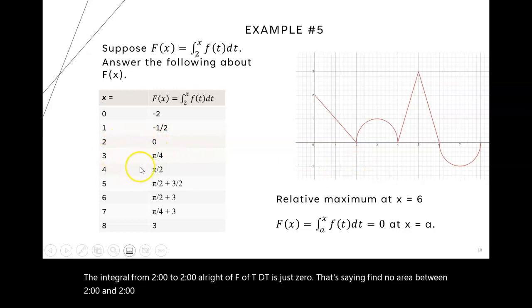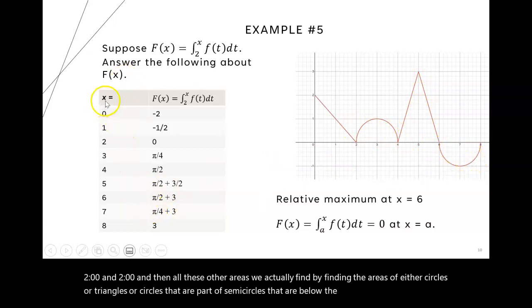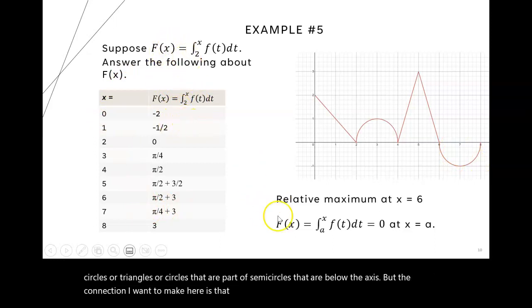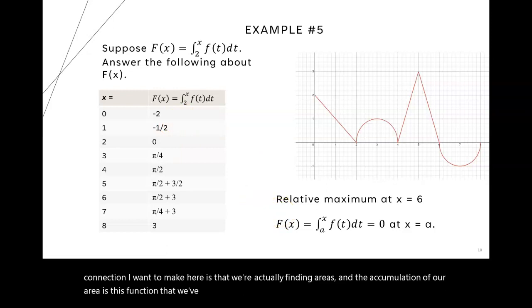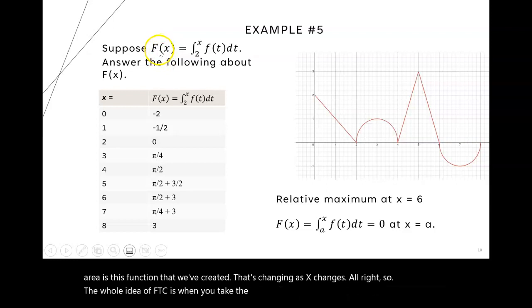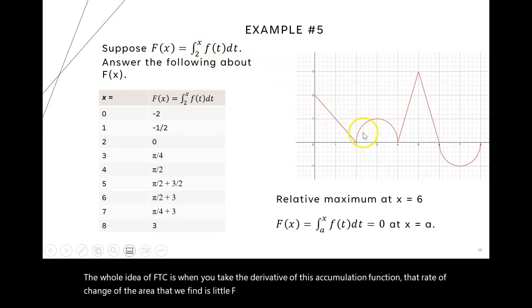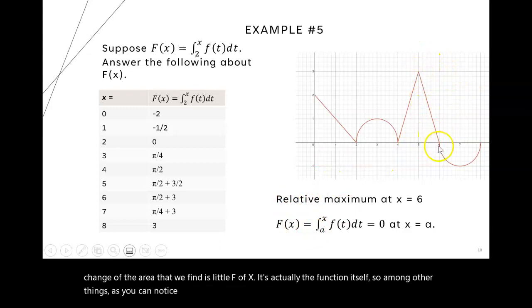And all these other areas we find by finding the areas of either circles or triangles or semicircles that are below the axis. But the connection I want to make here is that we're actually finding areas. And the accumulation of our area is this function that we've created that's changing as x changes. So the whole idea of FTC is when you take the derivative of this accumulation function, that rate of change of the area that we find is little f of x. It's actually the function itself. Among other things, when we get to 6, we've accumulated the most area that we can.